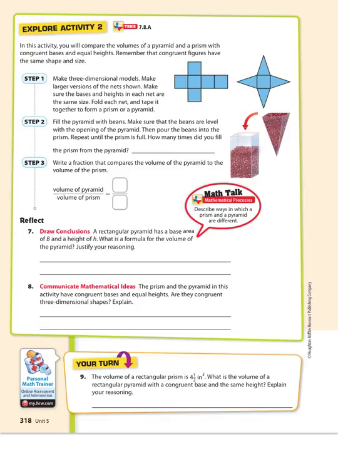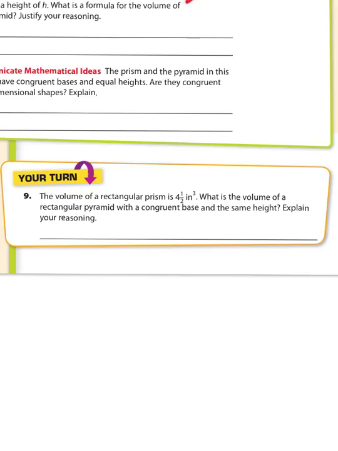So let's look at the Your Turn. In the Your Turn it says the volume of a rectangular prism is 4.5 inches cubed. What is the volume of a rectangular pyramid with a congruent base and the same height? We're not worried about what the height is or what the base is exactly. We just know that if I took the volume of the prism, which is 4.5, and I divide it by 3, that's going to give me the volume of the pyramid.